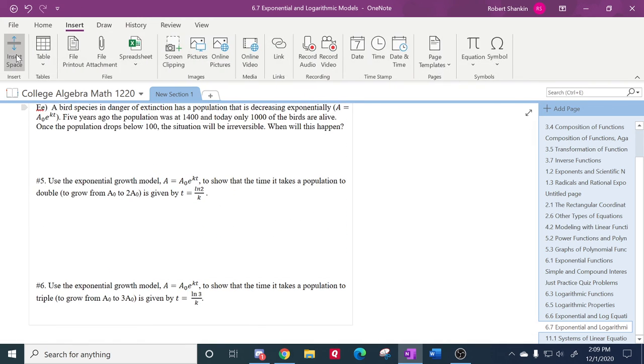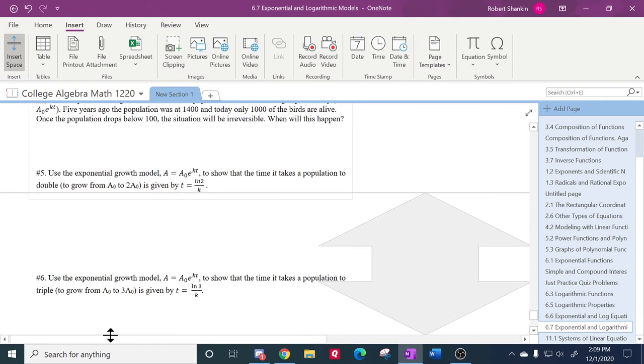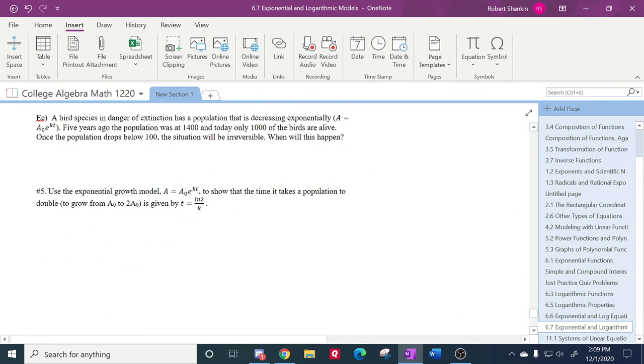Let's look at this one. Number 5, use the exponential growth model, the standard one, to show that the time it takes a population to double, to grow from A0 to 2A0, is given by this formula, t equals ln 2 divided by k. All right. We'll do this one together here.